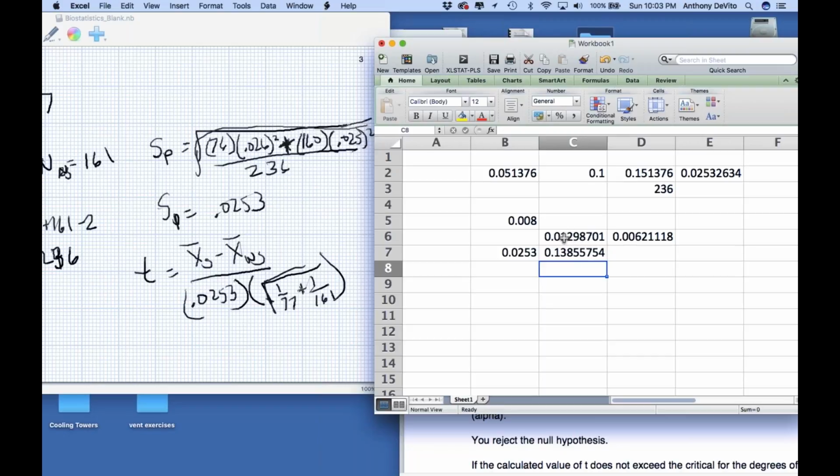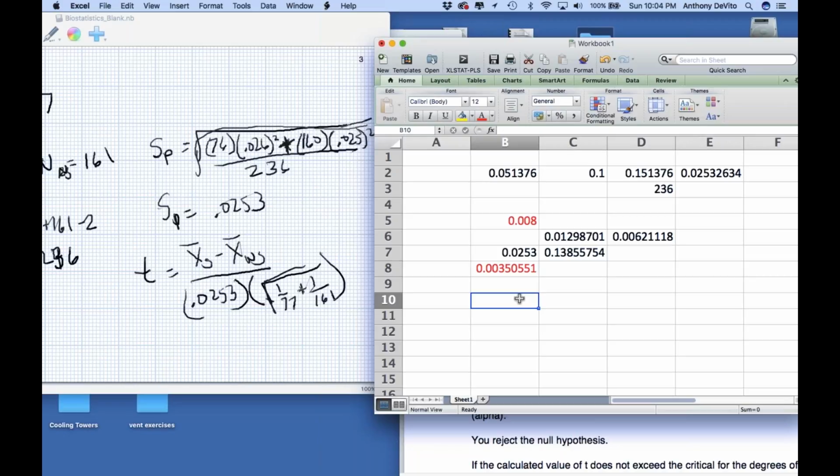So now this was our difference in our two means. And now I haven't found the bottom yet, have I? Now I have to multiply these two to get the bottom. It is equal to 0.0253, that's that value right there, times the value that we got for the square root of the sum of these two, which is equal to 0.053. So my numerator is 0.008, and my denominator is 0.003.